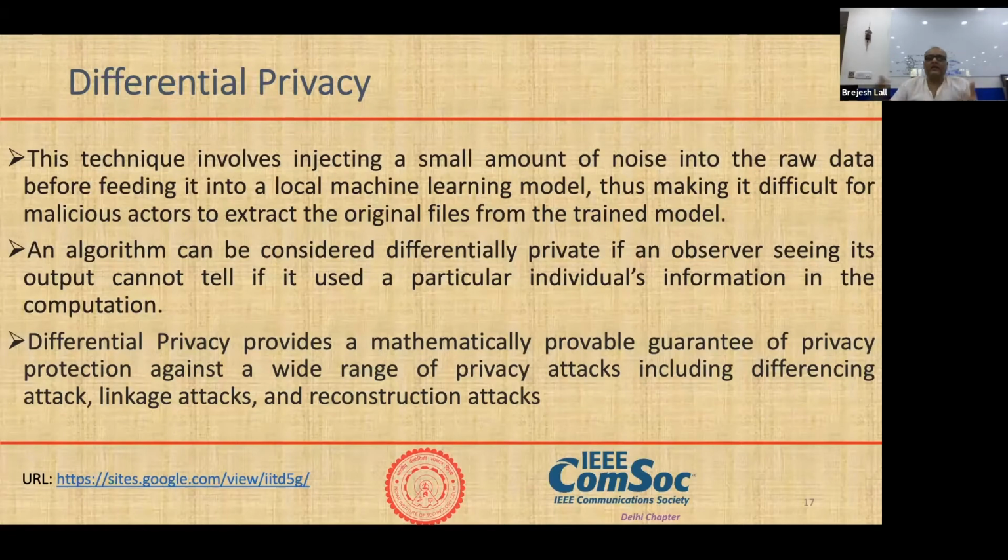So differential privacy is a mechanism where you add noise so that you make it difficult to extract privacy related information, but you do not inject so much noise that it becomes difficult to perform accurate medical diagnosis. And it is not heuristics. Differential privacy provides a mathematically provable guarantee of privacy protection against a wide range of privacy attacks. And you can also have measures on the accuracy loss that such differential privacy mechanisms cause.